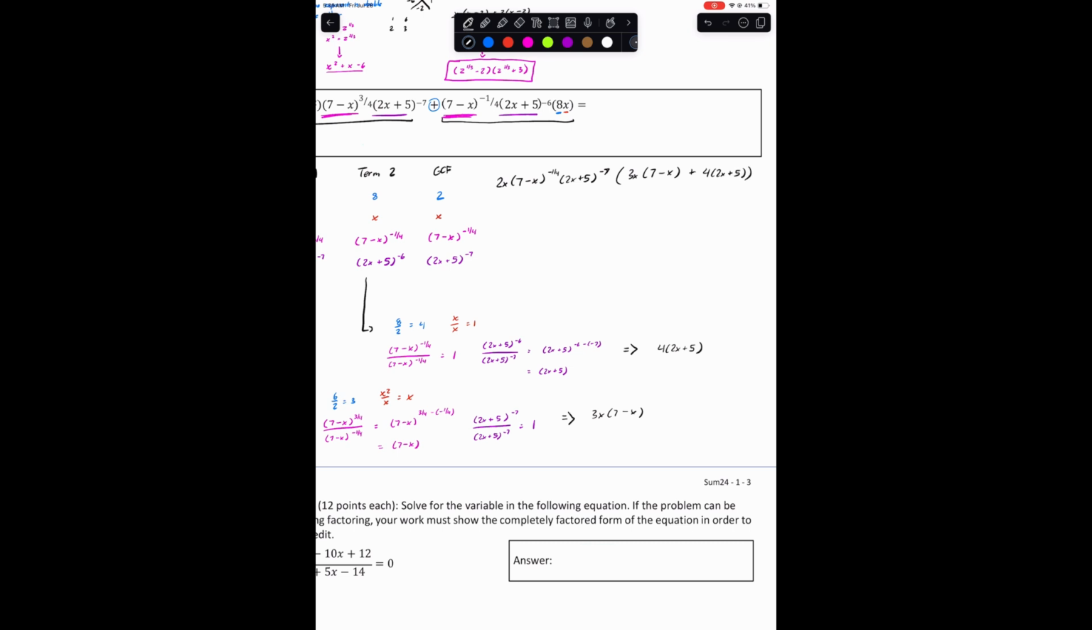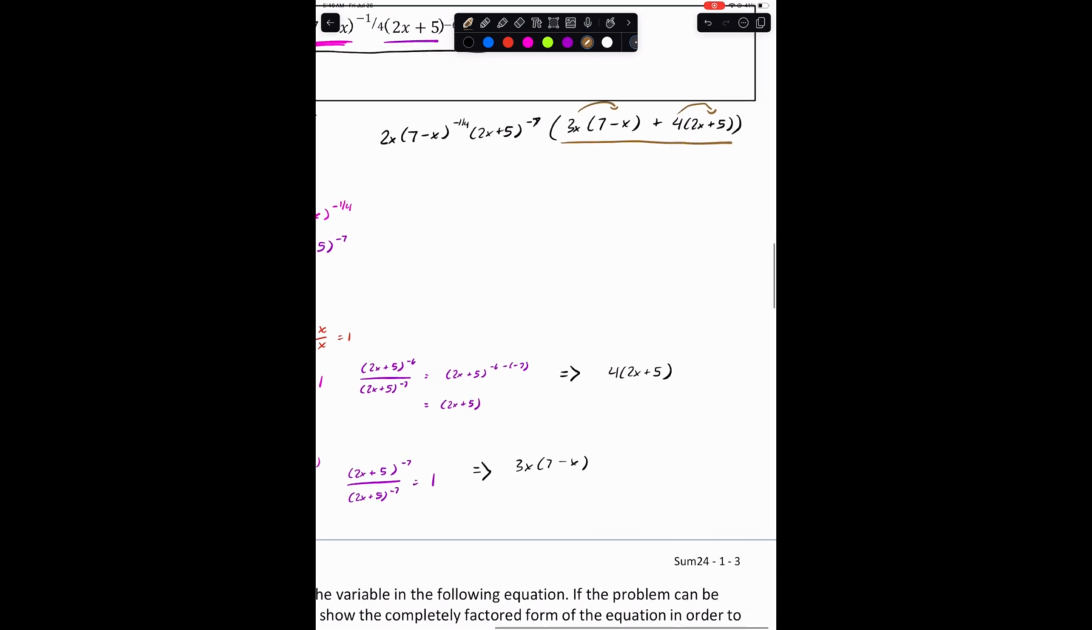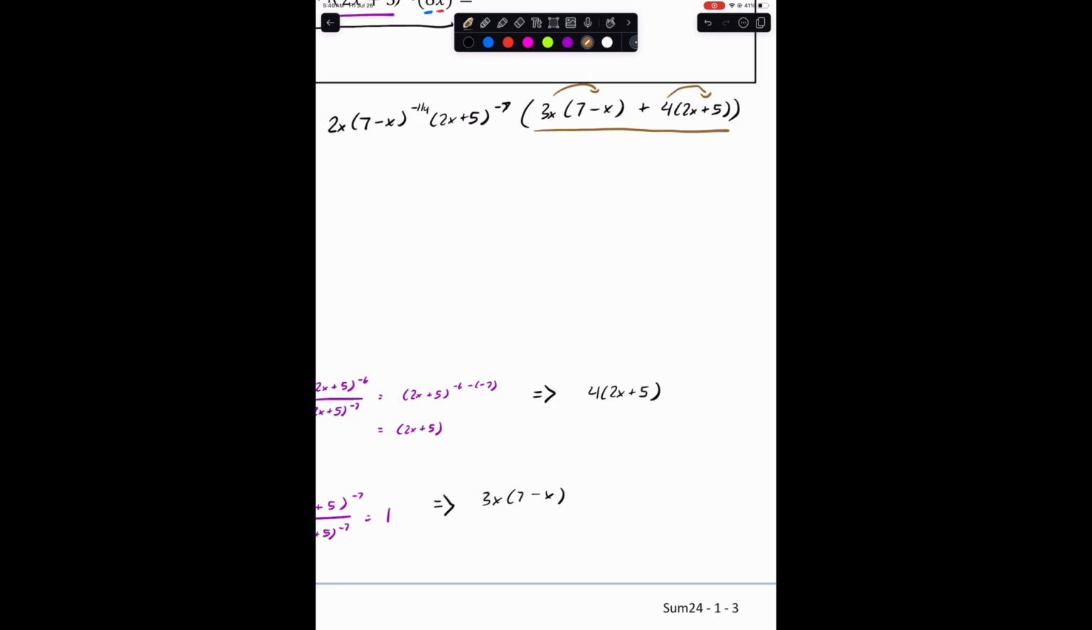Okay. And if we look at strictly this expression here, we can distribute these. So we get 21x minus 3x squared plus 8x plus 20. Combine like terms, you get negative 3x squared plus 29x plus 20.